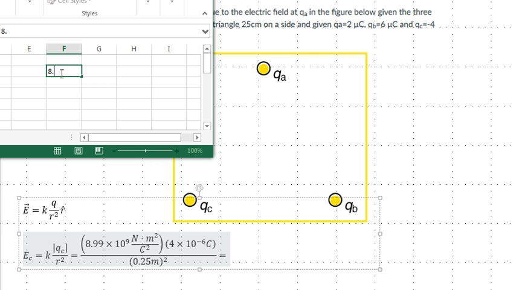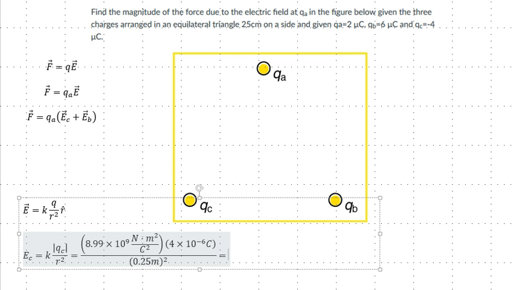Okay, 8.99 times 10 to the ninth times 4 times 10 to the minus 6 divided by 0.25 squared. So we get an E field that is pretty large. That's 5.75 times 10 to the fifth newtons per coulomb.